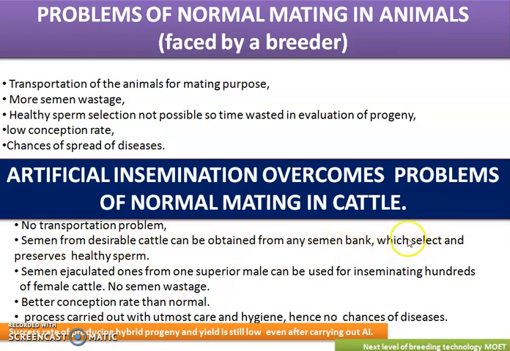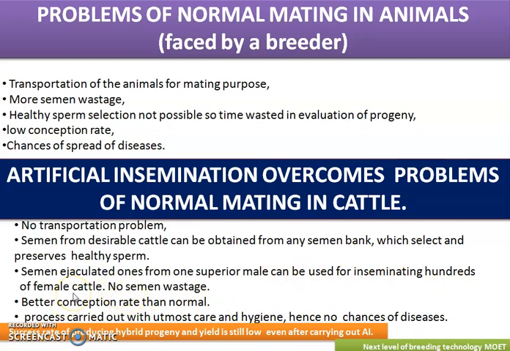Then the banks select and preserve healthy sperms. When semen is collected from the bull, they even do a selection process of keeping only the viable healthy sperms. So that is good. Semen ejaculated once from one superior male that you get in a vial may contain millions of sperms. You can use it for inseminating hundreds of female cattle.